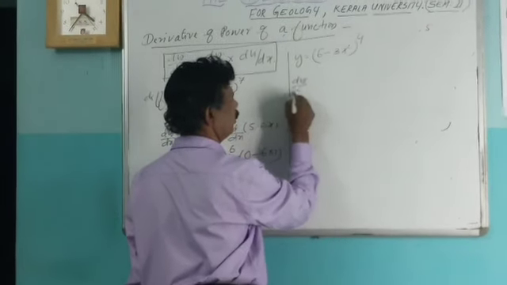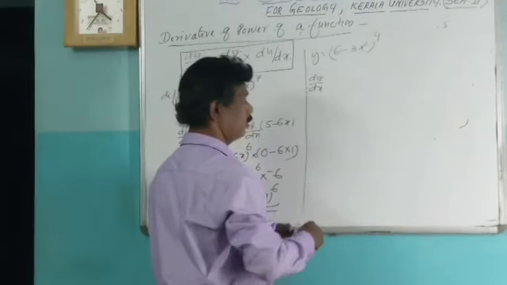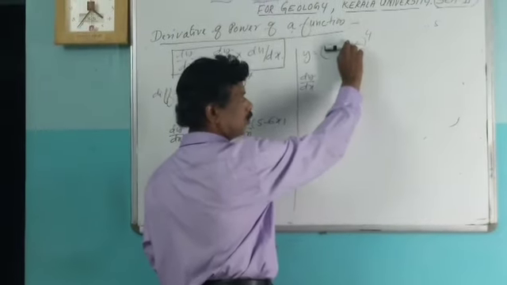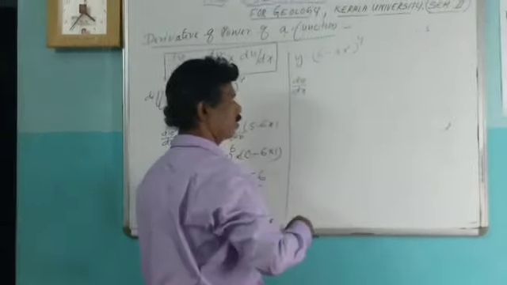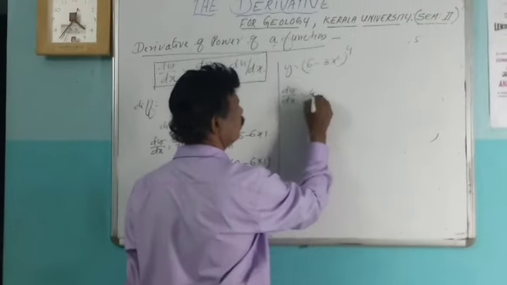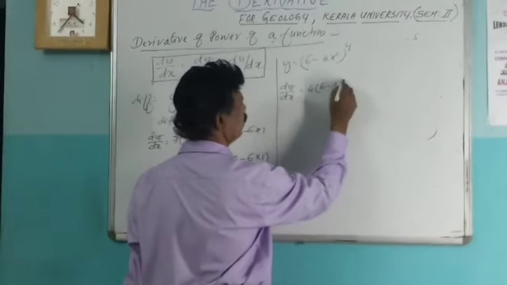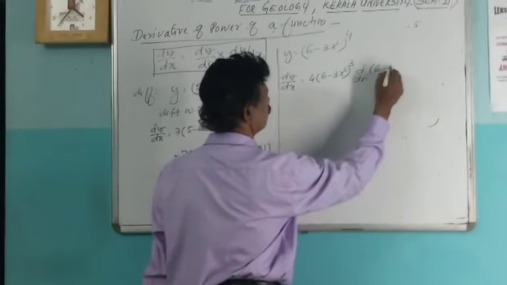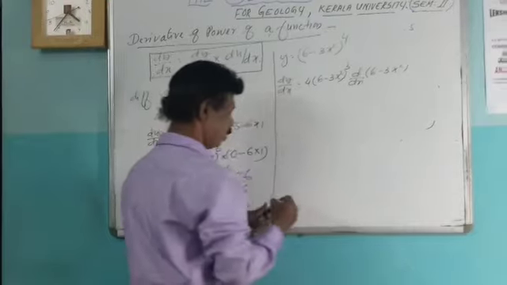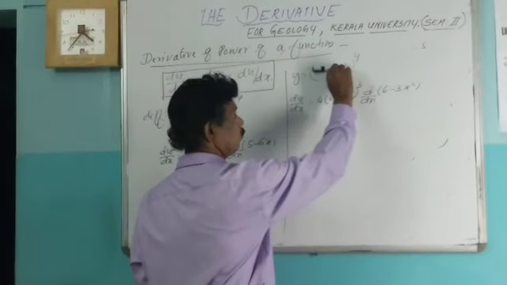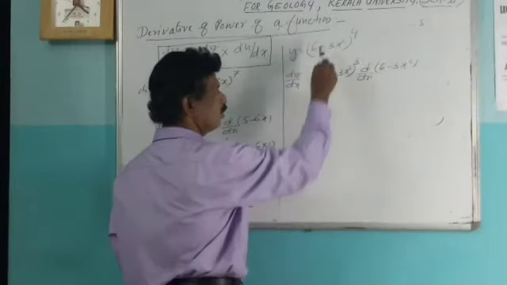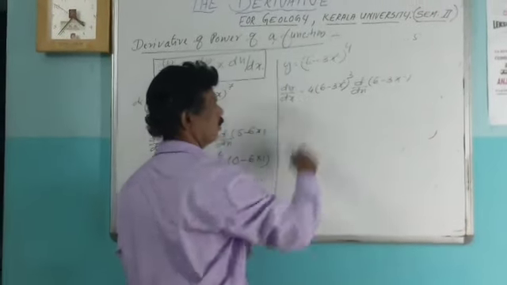Then dy by dx equal to, consider 6 minus 3x square as x. The derivative of x raised to 4 is 4x cubed, that is 4 into (6 - 3x square) the whole cube. Then differentiate that term, that is 6 minus 3x square. Here you have to consider this as x, x raised to 4 equal to 4x cubed, 4 into (6 - 3x square) whole cube. Then after that, differentiate 6 minus 3x square.